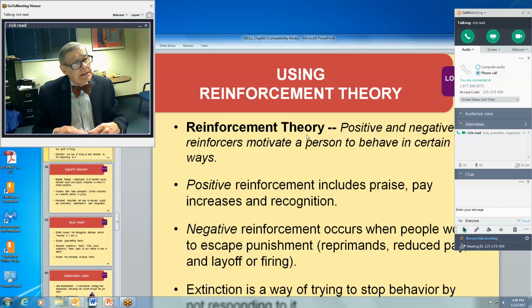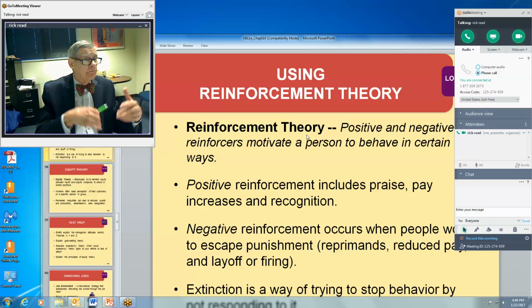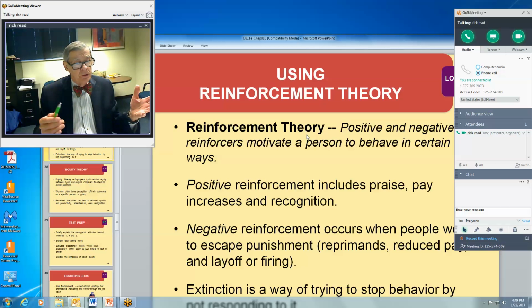Negative reinforcement actually says to the employee, I don't want you doing that again. And it comes in various ways. You can punish them and however you do that. And the last part is extinction. And here what you're trying to do is stop the behavior by not responding to it. So you don't even acknowledge it's going on. It's ignoring, if you will.